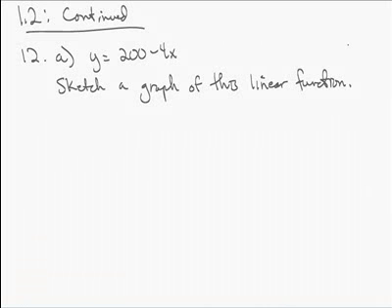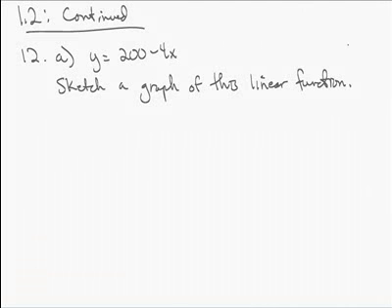Continuing on with some problems in 1.2, let's take a look at number 12. We'll look at 12a first of all. We have the equation y equals 200 minus 4x, which represents the number of spaces that a flea market manager can rent if he charges x dollars for a rental space at the flea market. So y equals 200 minus 4x.